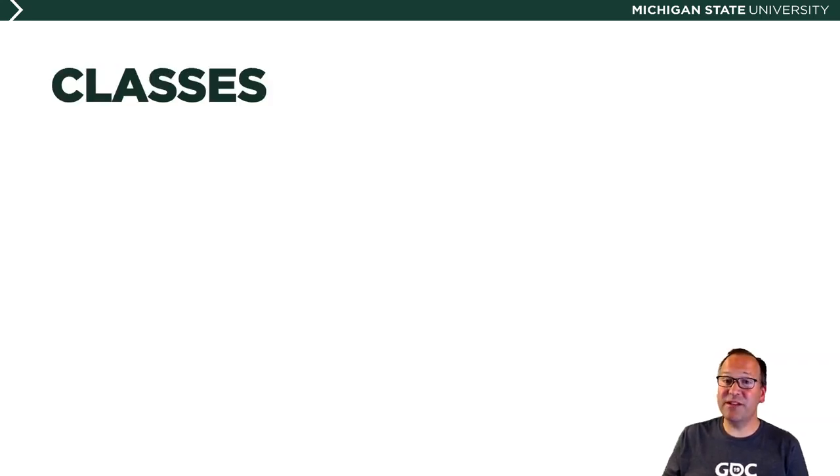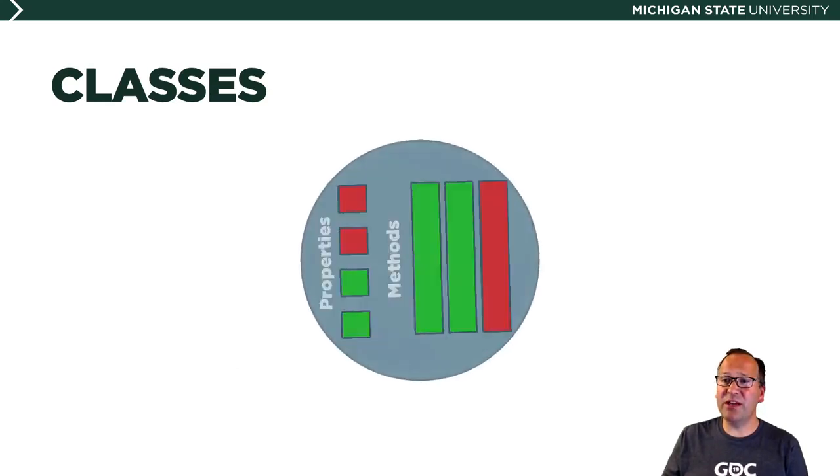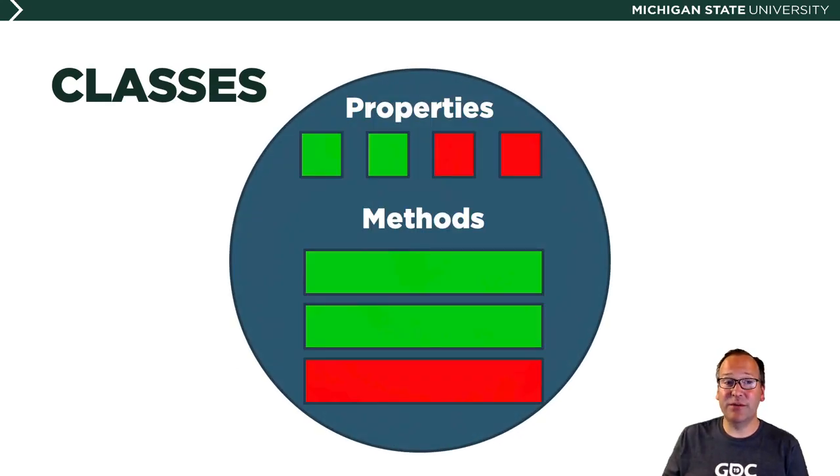Classes have similar benefits to functions. One way to think of a class is as a container for a related group of variables or properties and functions or methods. Some of these properties and methods are public, represented in green, which means that they can be interfaced from outside the class. Others are private, represented in red, which means they are only accessible from within the class. That is, only code within the class can use them.